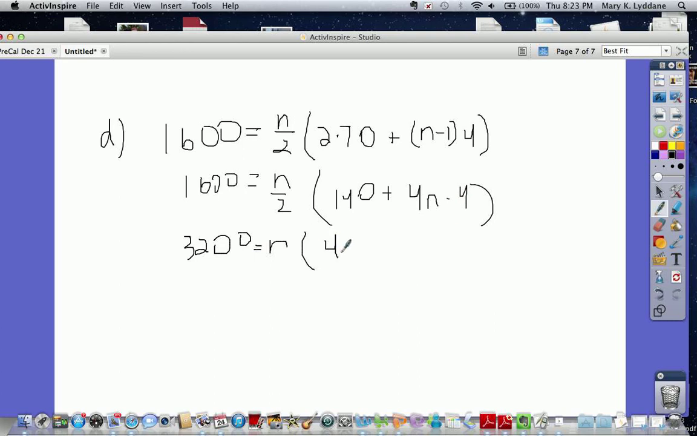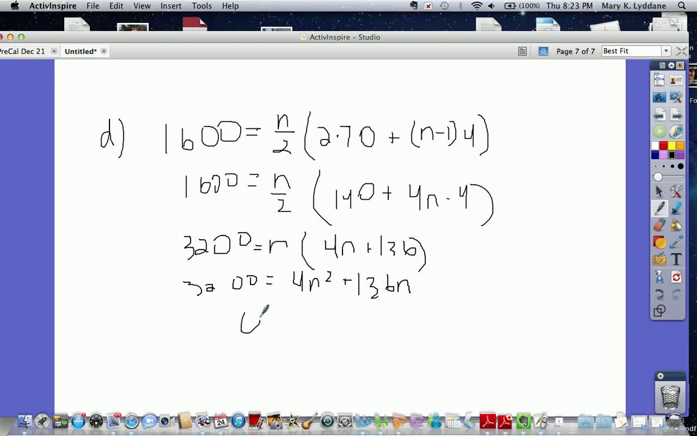So I've got 4n plus 136. That's 140 minus 4. All right, so I've got 3,200 is equal to 4n squared plus 136n. All right, now what do we have? Mr. Foster calls this quack quack. It looks like a quadratic, sounds like a quadratic, it's probably a quadratic. So we can go ahead and solve this now.